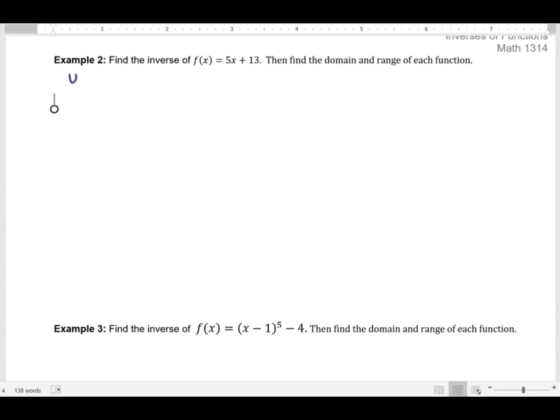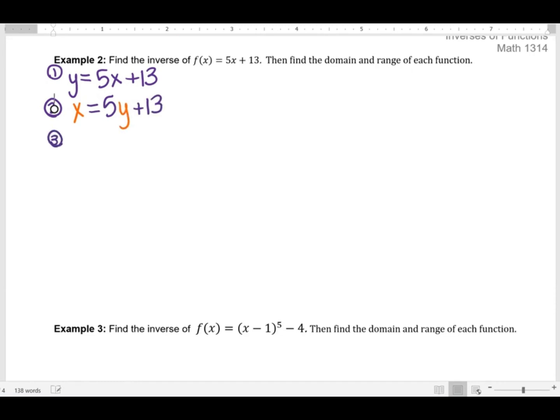So to find the inverse, first step, replace f of x with y. Step 2 says we need to flip the x and the y. So now we have x is equal to 5y plus 13.